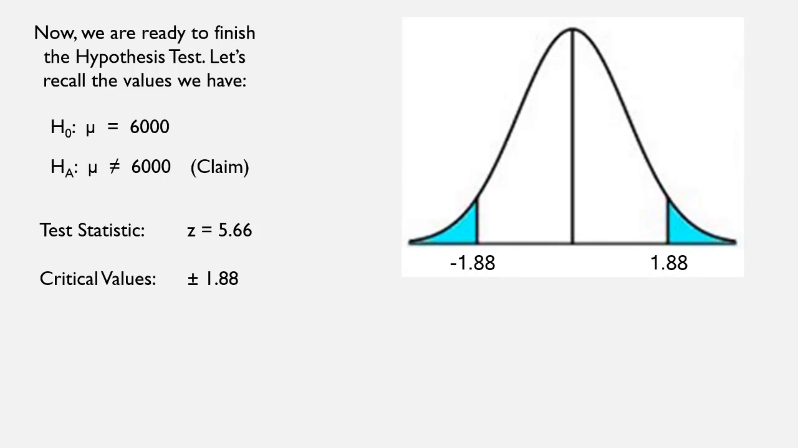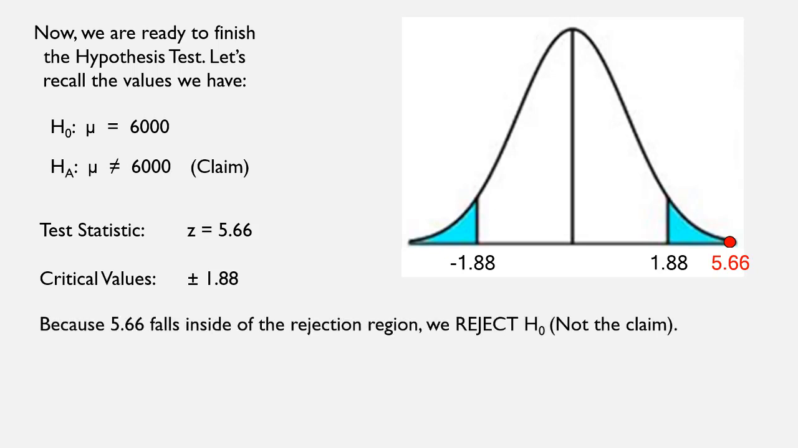If we were to draw this graph, we can see the negative and the positive 1.88 defining our rejection regions. If we plot the 5.66, we find that it's far to the right. It would actually be much farther to the right than that, but I was limited with the graph that I had, how far I could get it over there. So that would be my 5.66, which is well within the rejection region. So my decision here is to reject H naught.